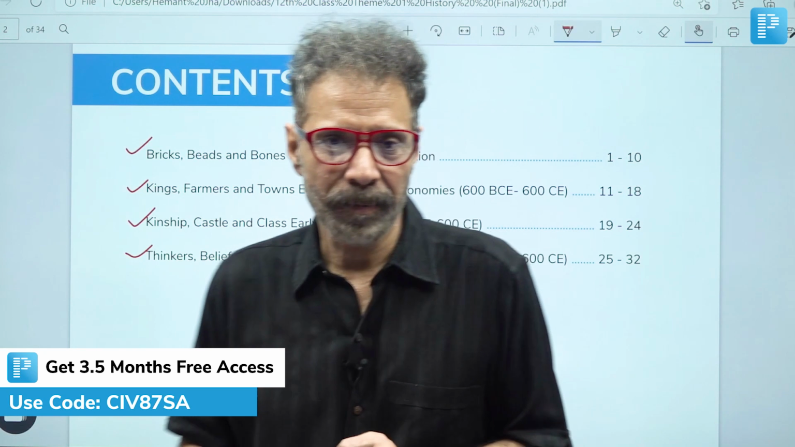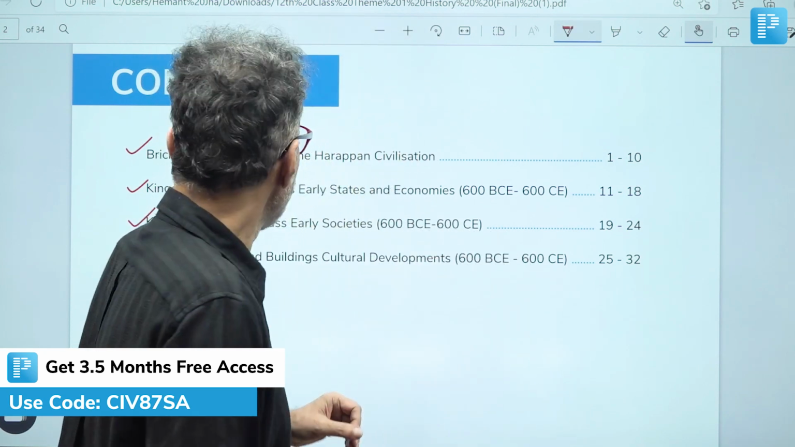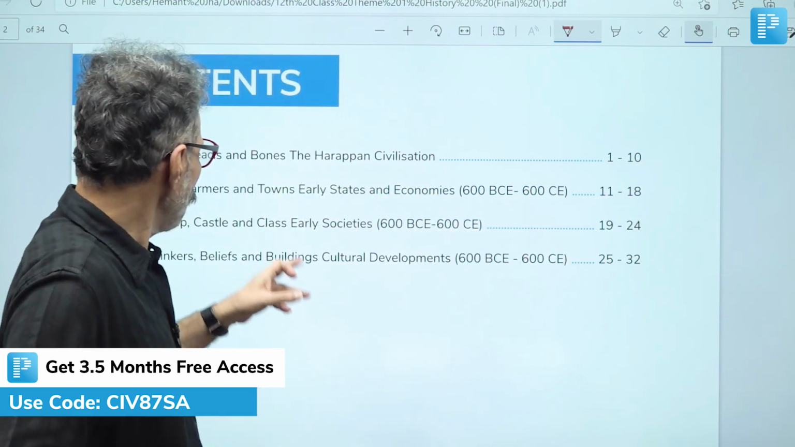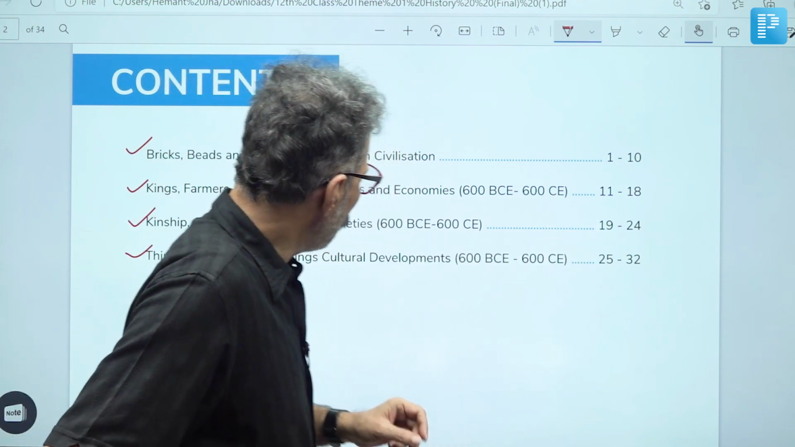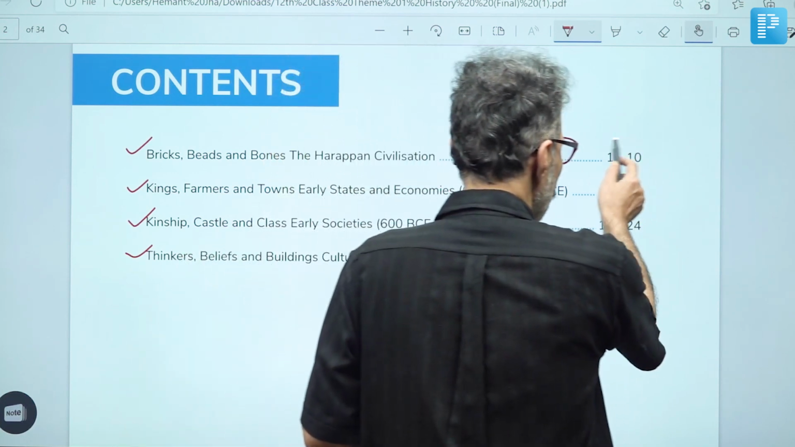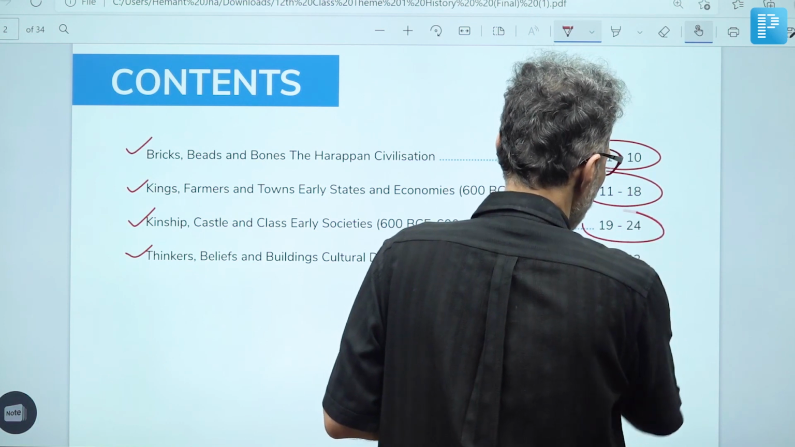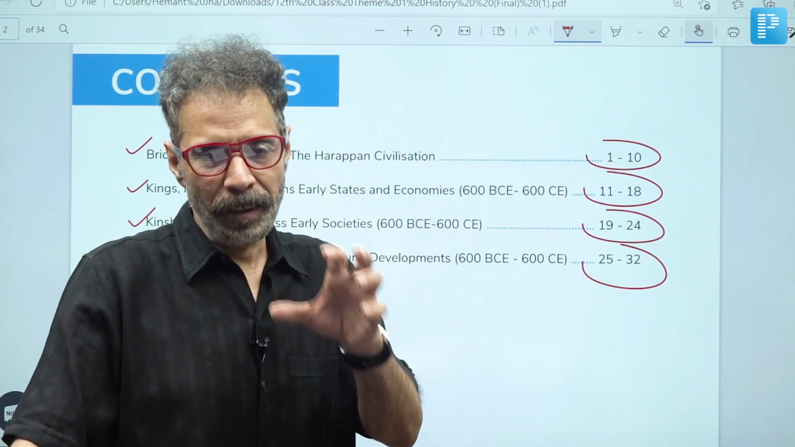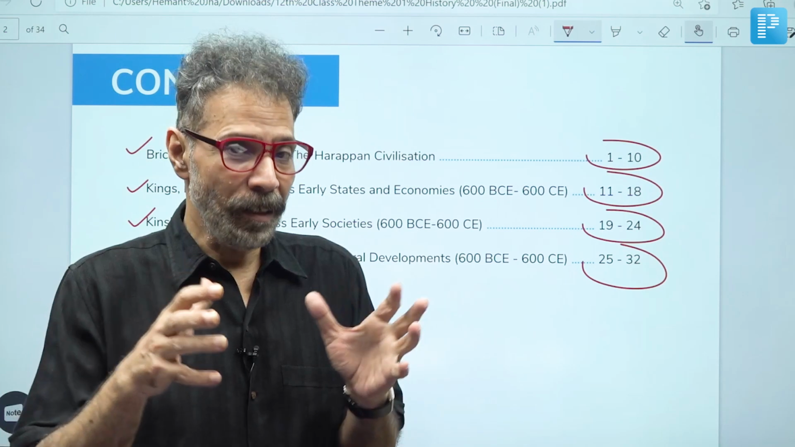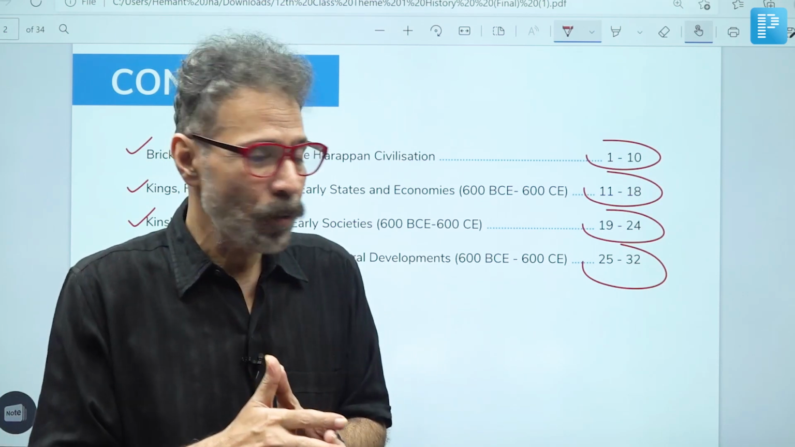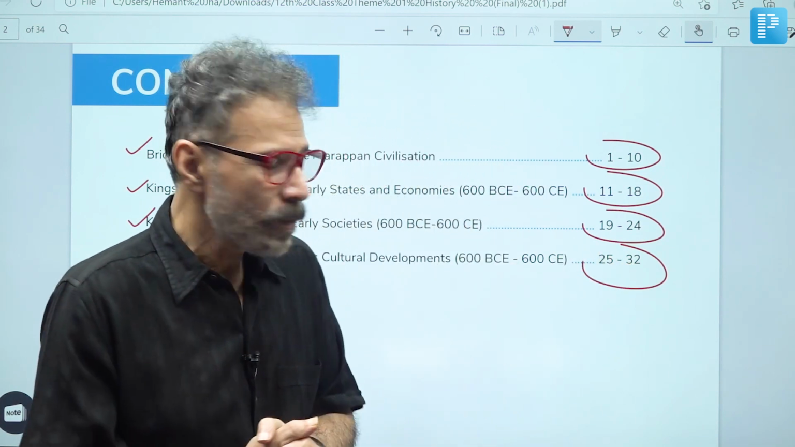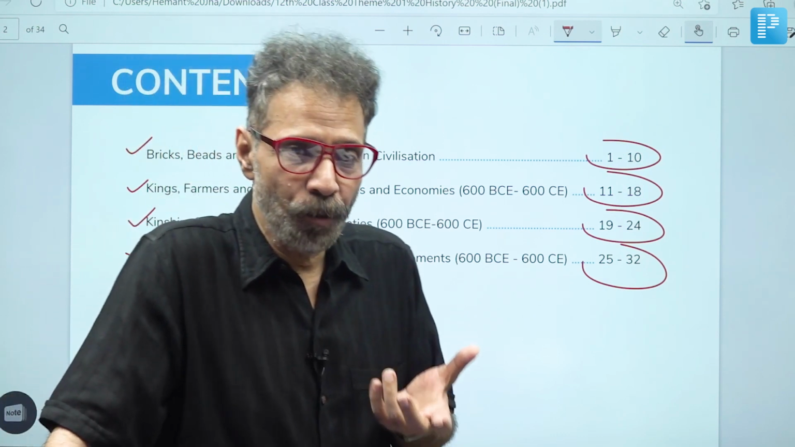And consider here the number of pages involved. In the case of first, you find 1 to 10. In the case of second, you find 11 to 18. In the case of third, you find 19 to 24. In the case of last, you find 25 to 32. This number of pages gives you one specific idea. And that idea is that there are so many pages finally summarized into about 32 pages.